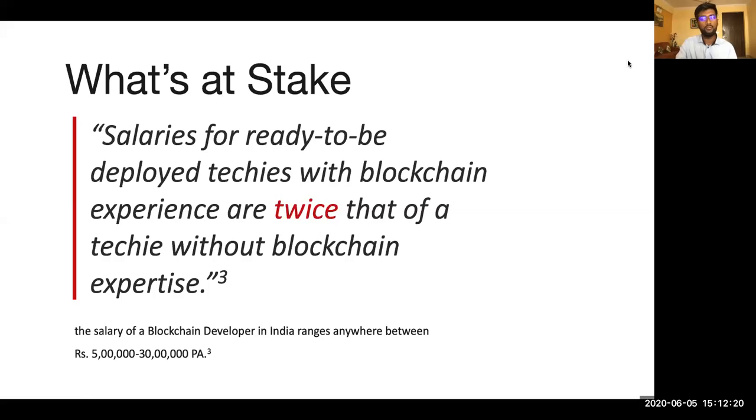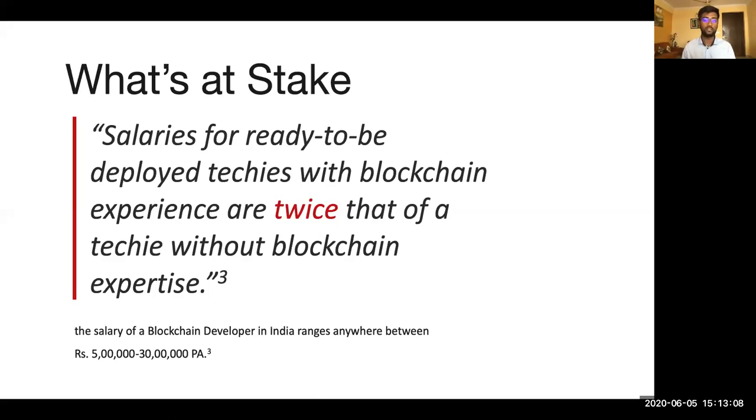So the MD of Randstad India has said that the salaries for ready-to-be-deployed techies with blockchain experience are twice that of a techie without blockchain experience. Believe me, I would add that it is at least twice. As a personal anecdote, we have given salaries way higher than what engineers right out of college earn in normal IT roles, even to people with a remote existence of any kind of blockchain skills. And after I got out of college, when I switched to blockchain and got into a blockchain organization, it was at least 2.5 times what I was getting before.